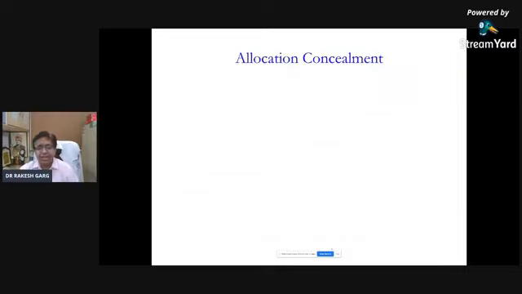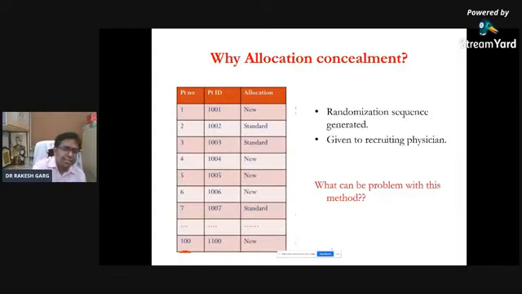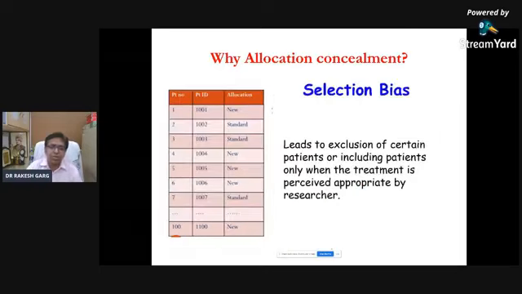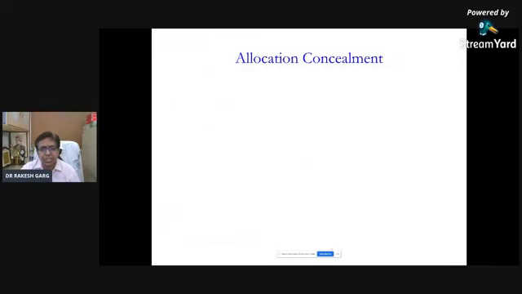Once we have randomized it, still we know that this patient is going into this group. So what we need to do is allocation concealment. If we have the sequence of randomization, we still need to hide it because we can create a selection bias. And we can do it by doing something called allocation concealment.